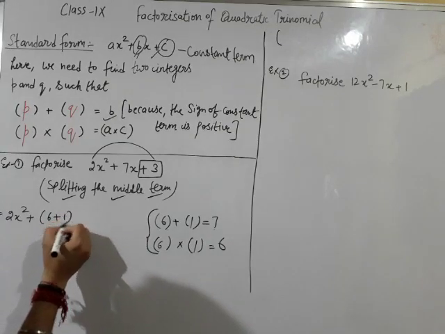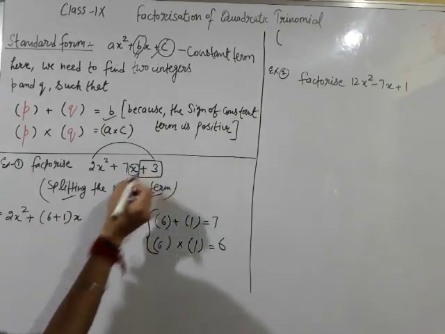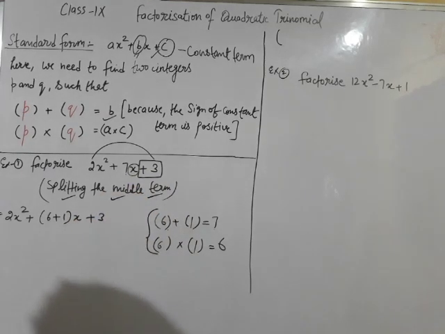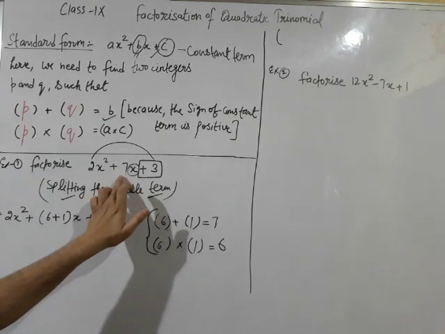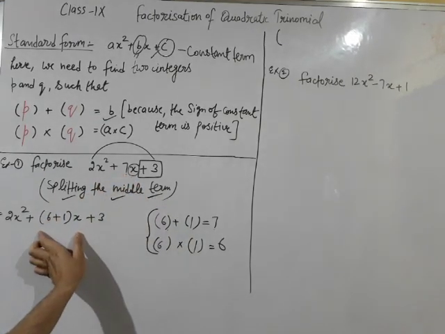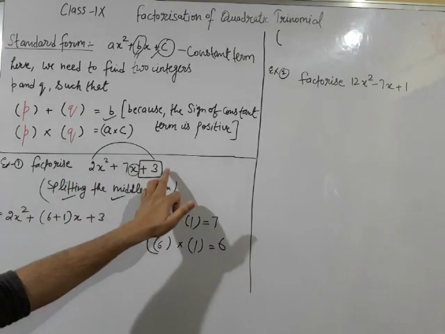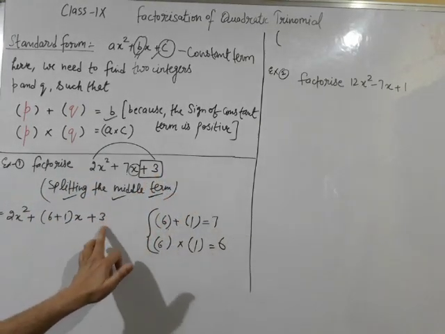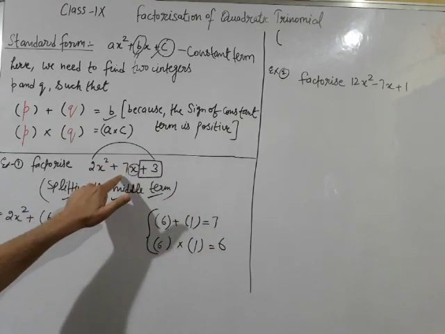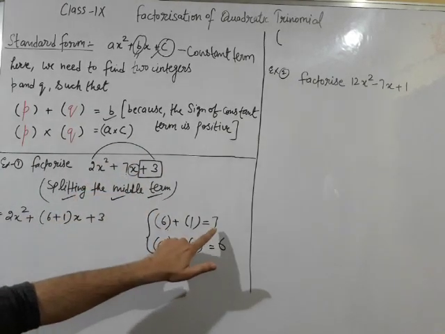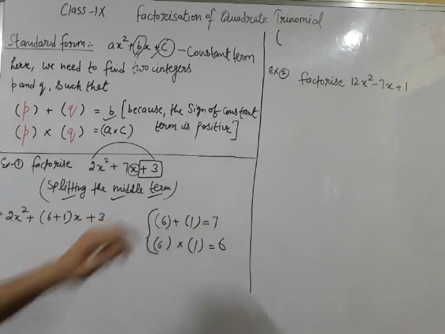6 plus 1, and 7 will have variable x also. So x, and the constant term will remain the same. Here what have we done? We have just changed its middle term. We have not changed its first term. We have not changed its last term, meaning the third term. We have changed only its middle term on the basis of this rule. Therefore, this is known as splitting the middle term.